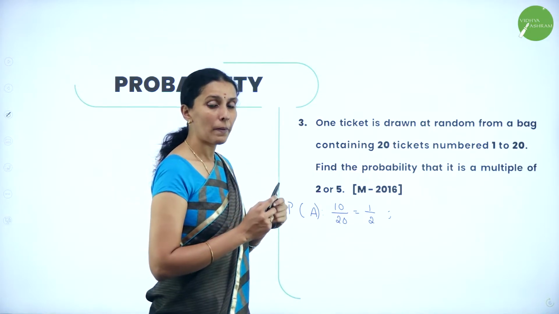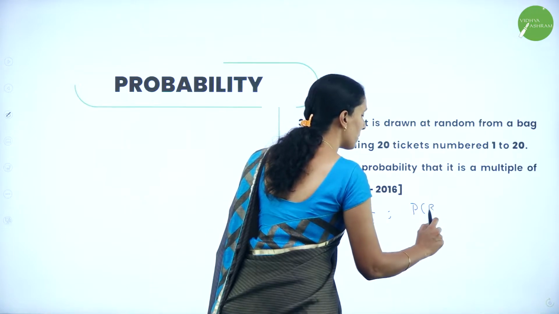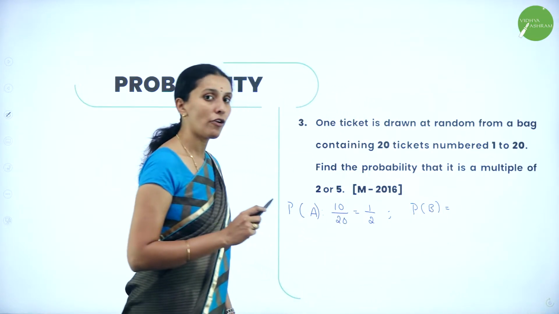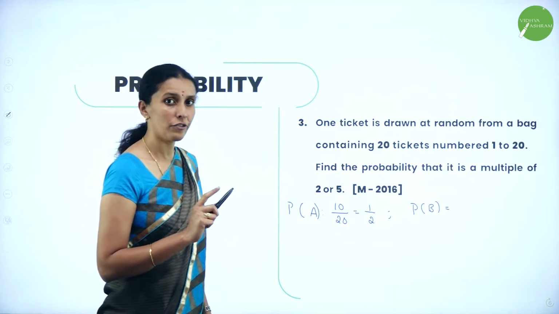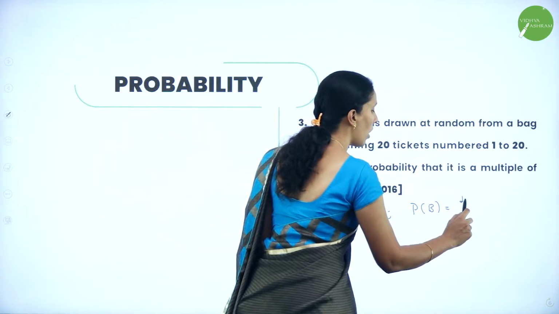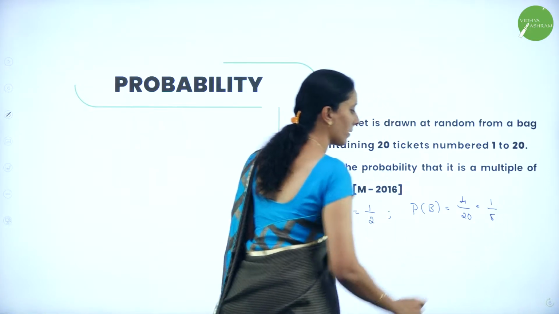Next we will take the probability of getting multiples of 5. Let me take it as B. So how many multiples of 5 will we get from 1 to 20? Only 4. That is 5, 10, 15 and 20. So 4 out of 20. So therefore it is 1 divided by 5.